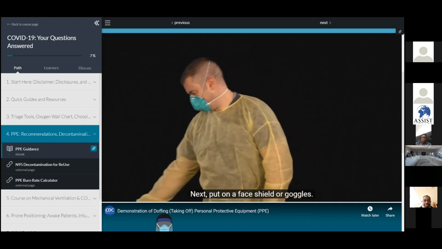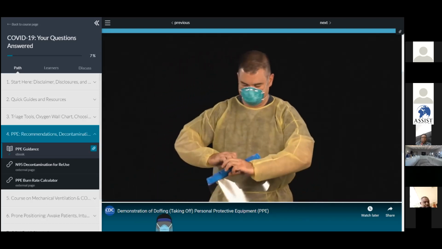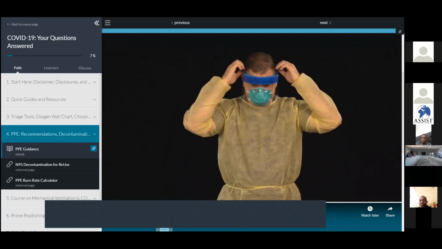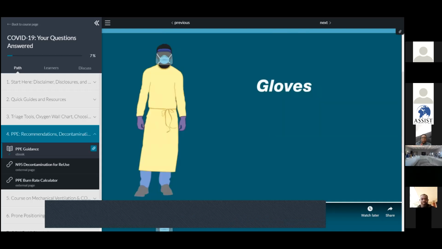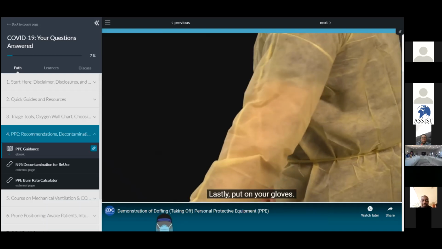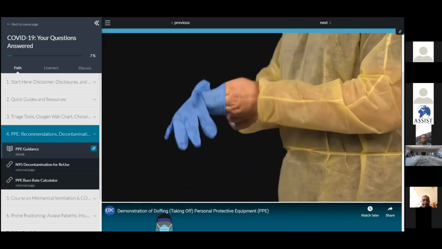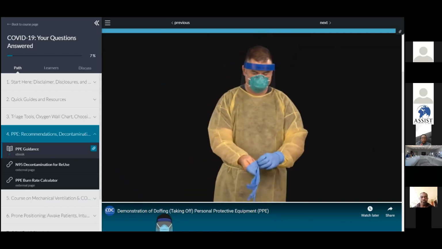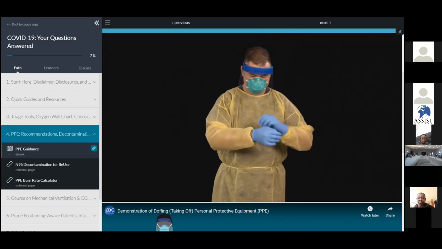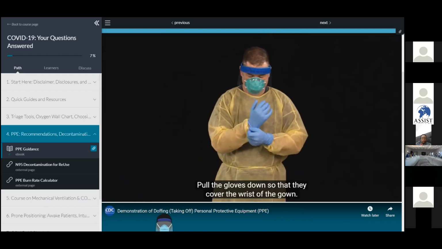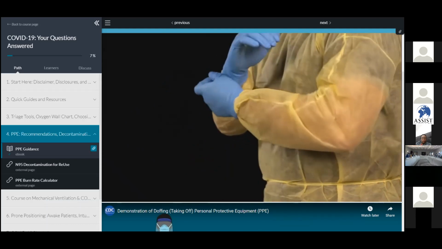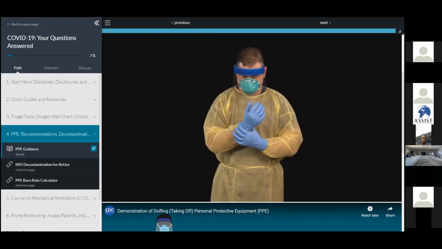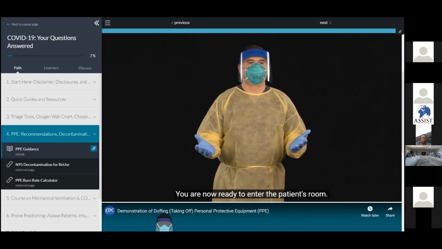Next, put on a face shield or goggles. Lastly, put on your gloves. Pull the gloves down so that they cover the wrist of the gown. You are now ready to enter the patient's room.